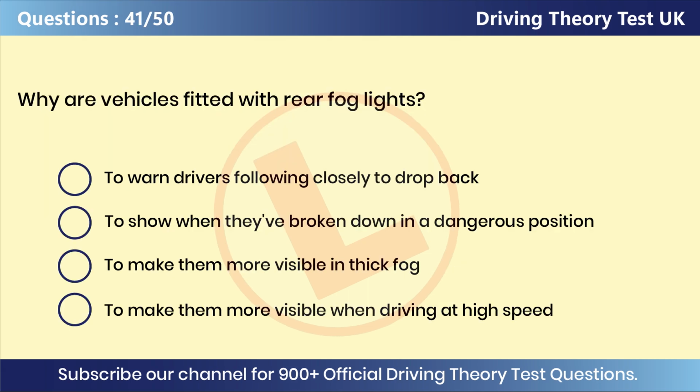Question 41. Why are vehicles fitted with rear fog lights? A. To warn drivers following closely to drop back. B. To show when they've broken down in a dangerous position. C. To make them more visible in thick fog. D. To make them more visible when driving at high speed.